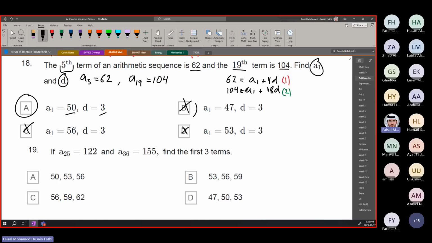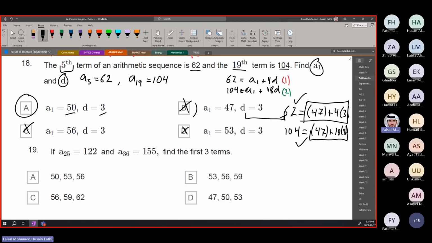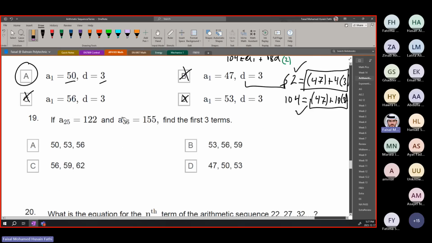For example, 62 is equal to 47 plus 4 times 3. I am plugging in these numbers in equation 1. I will do the exact same thing for equation 2, and see if it fits. See if you do this equation, is it equal to 62? And see if you do this equation, which is the same thing, 47 plus 18 times 3, is it equal to 104? If it is, that's the correct answer. If it's not, just cancel out that answer and move to the next one. That's a fast way if you're not sure of the calculator.